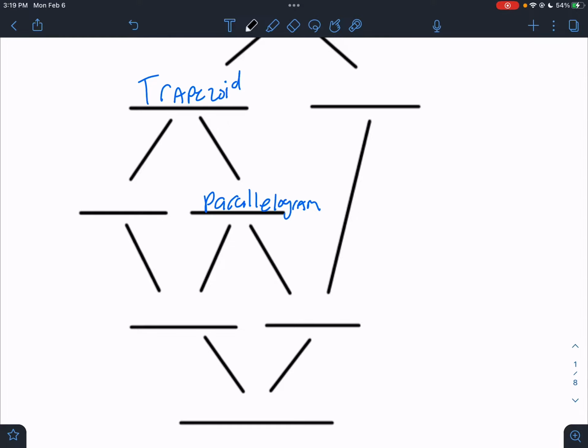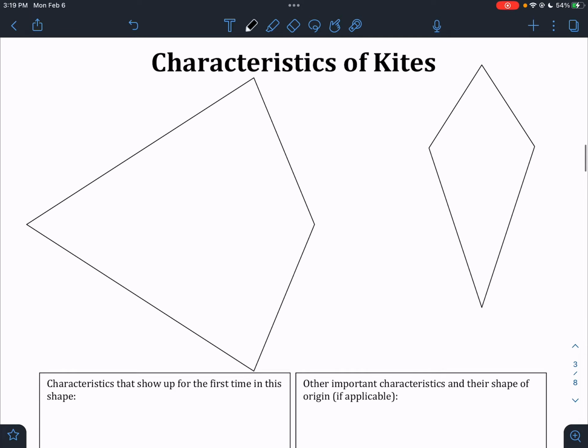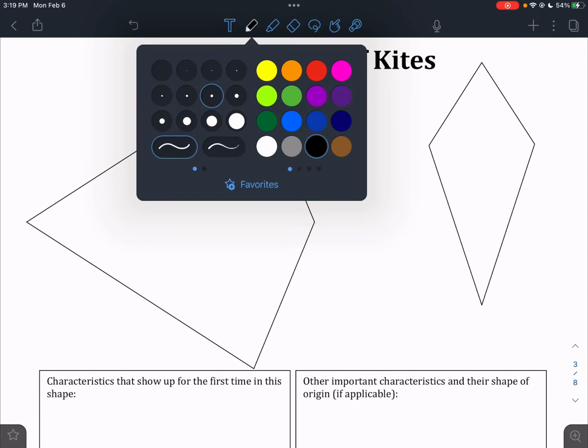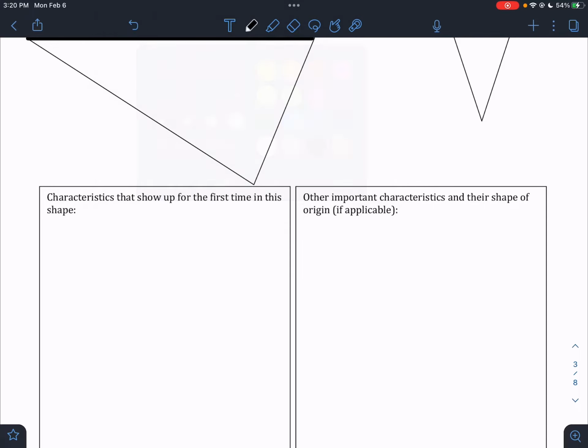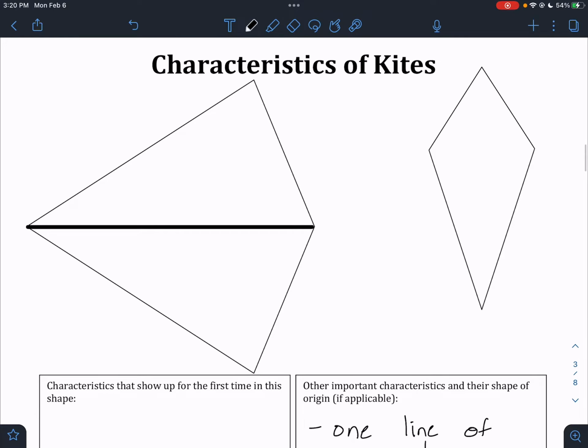The next thing we're going to talk about is this guy over here called the kite. If we move ahead to the kite, this one can be kind of tricky. But this is how I remember all the properties of a kite: I know that a kite has a line of symmetry. It has one line of symmetry. So that's a big deal. And these are actual kites. Remember, they're not always drawn to scale, so be careful. But these are drawn to scale.